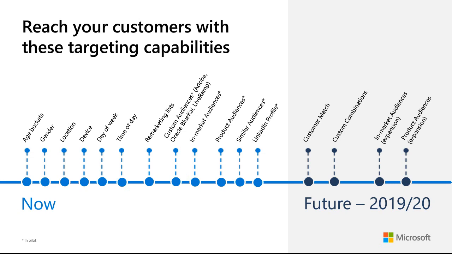Similar audiences is another pilot that builds on remarketing, where we take your remarketing list as a seed list and use machine learning to expand and find similar users that are going to perform as well or close to the remarketing list performance. And we also have LinkedIn profile targeting, where we will take the professional profile aspects of users that are on Bing and allow you to bid boost on them.